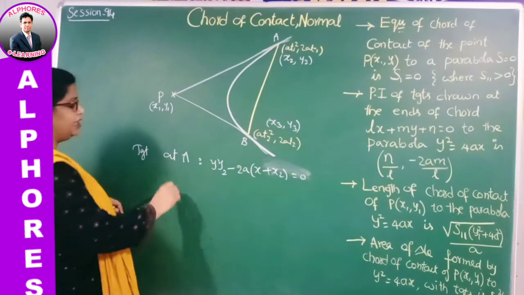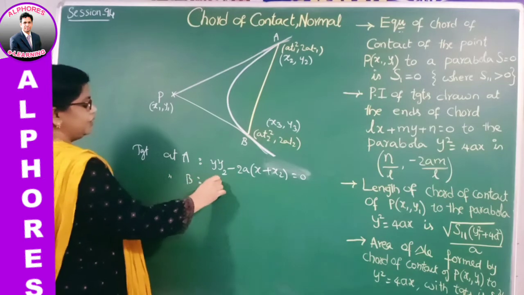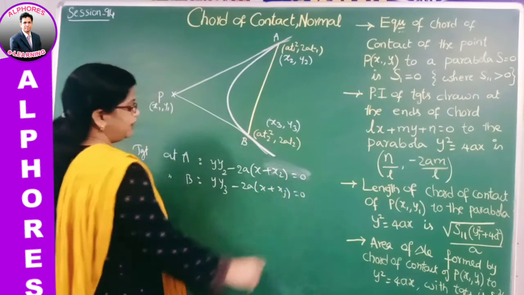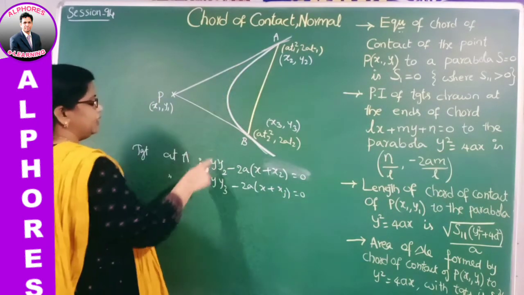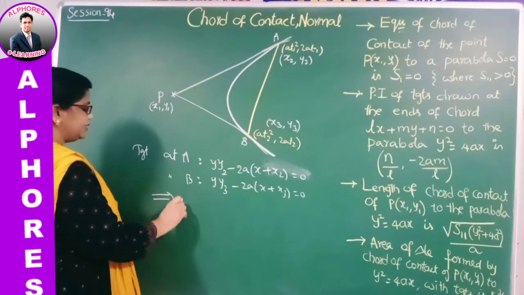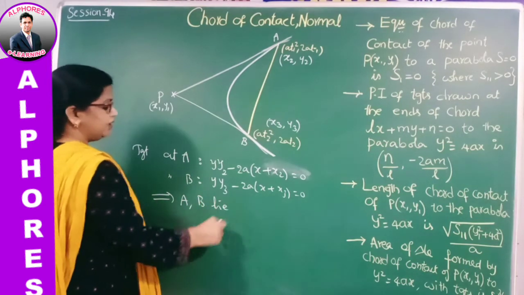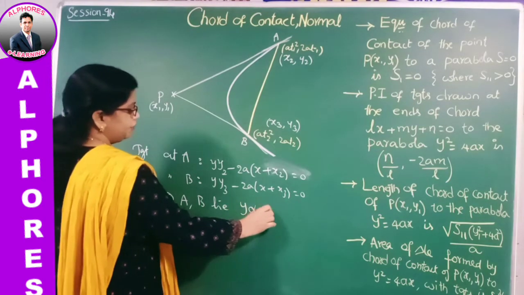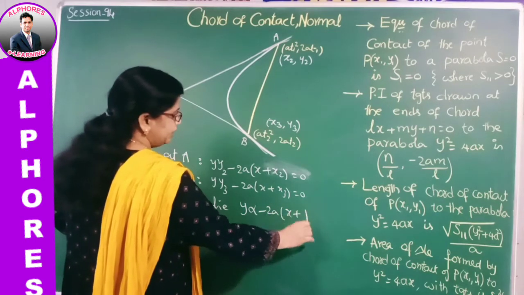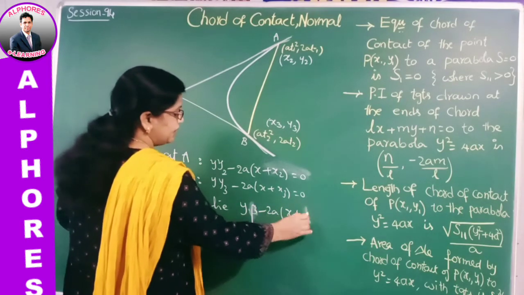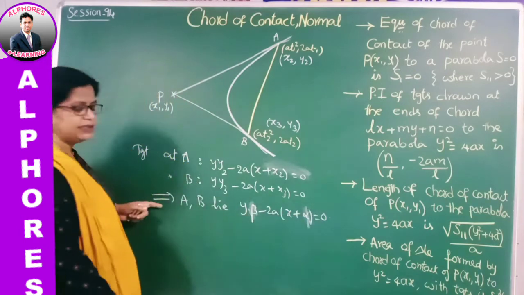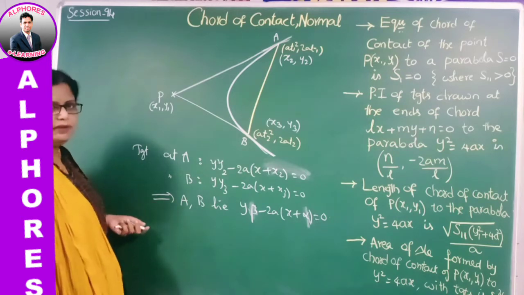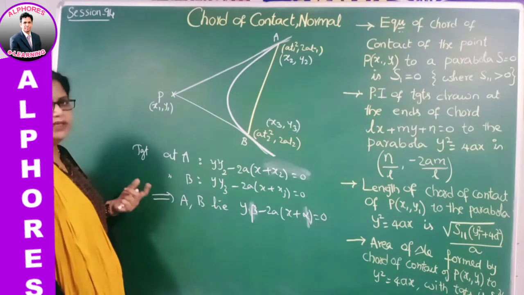Similarly, the tangent at B is y y3 minus 2a into x plus x3 equal to 0. This implies A and B both lie on a line. Understand? A comma B lie on which kind of line? Suppose I write y alpha minus 2a into x plus beta equal to 0. That implies this equation is like S1 equal to 0. Therefore, when we simplify, the equation is S1 equal to 0.